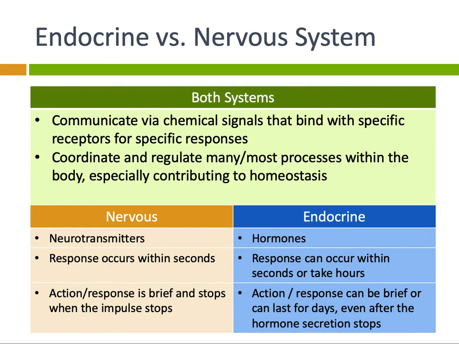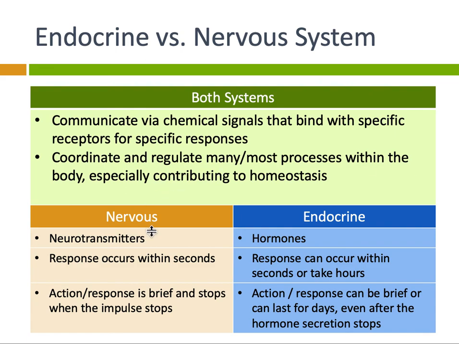The last thing we'll have is a quick comparison between the endocrine and nervous systems. They're both crucial for the integration and coordination of different things going on within our body in order to maintain homeostasis. So both systems are going to communicate via chemical signals, and these chemical signals are going to bind with specific receptors for specific responses. They're also both going to coordinate and regulate many of the processes within the body, as I just mentioned, especially those that contribute to homeostasis. So they both do those things. They're a little bit different in how they carry them out.